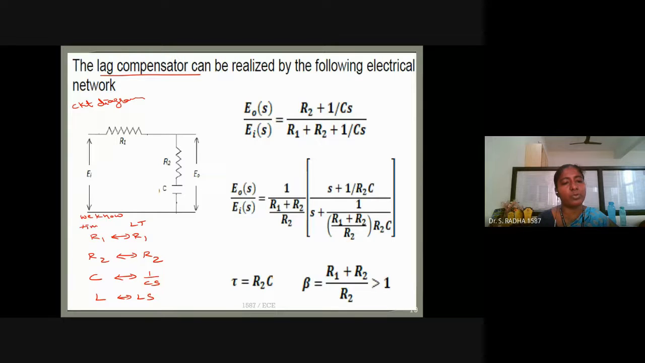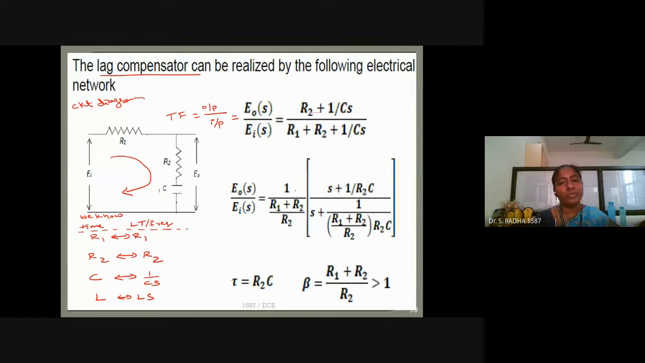This is time domain; Laplace transform means frequency domain. Now we are taking the output at E naught. The transfer function is nothing but Laplace of output by Laplace of input. On the output side we have the series combination of R2 and C. This is the complete closed loop circuit, so the denominator will have all the elements in the circuit: R1 plus R2 plus 1 by Cs.